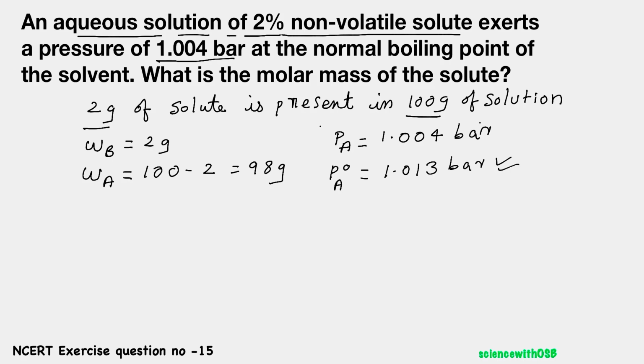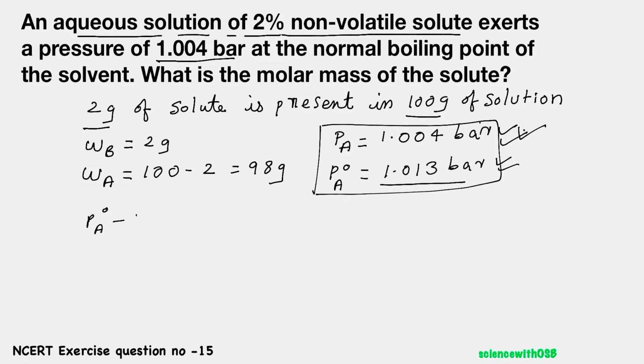Now see, you know the vapor pressure of the solution and you know the vapor pressure of the solvent. When you add a non-volatile solute to a solvent, vapor pressure decreases. And since you know the vapor pressures, no doubt it is a question of relative lowering of vapor pressure. What is the equation? (PA standard minus PA) by PA standard is equal to chi B.